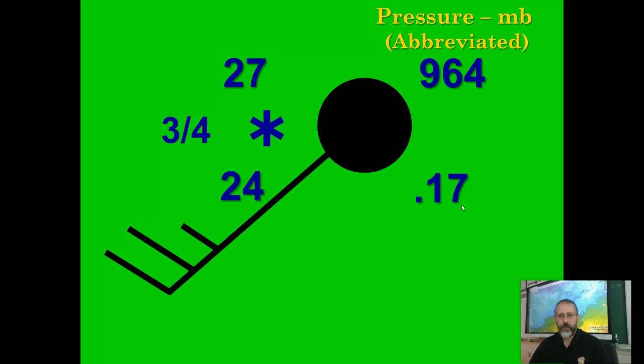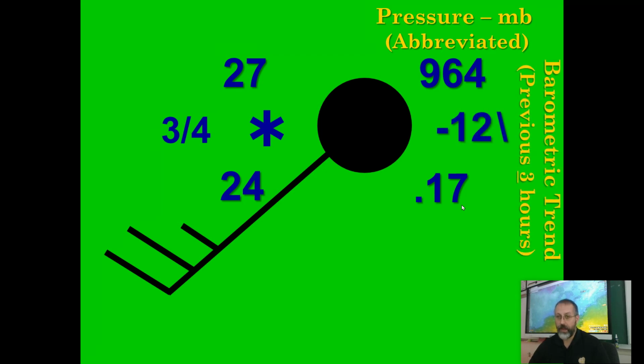So this is the pressure in millibars, but it's not the pressure in millibars. It's the abbreviated, encoded version of it. So the pressure is not literally 964 millibars. That 964 stands for something else, which we'll get to in a second here.